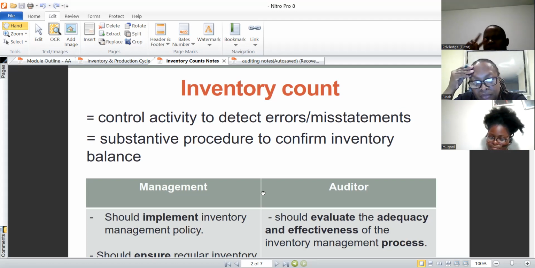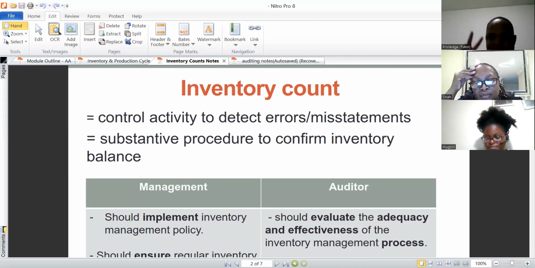So misstatements is just 2 things. It's either an overstatement or an understatement. So misstatements, as I was saying, come in 2 ways. It's either we overstate something or we understate something. When we overstate, we are recording more than what we actually have. That's overstatement. When you understate, you are recording less than what is actually existing.